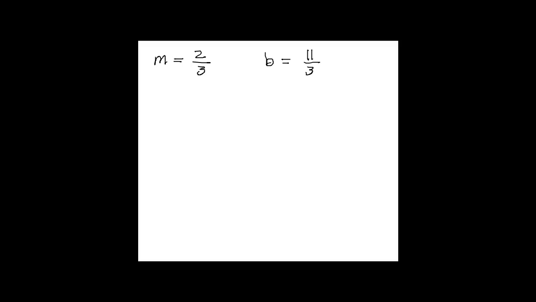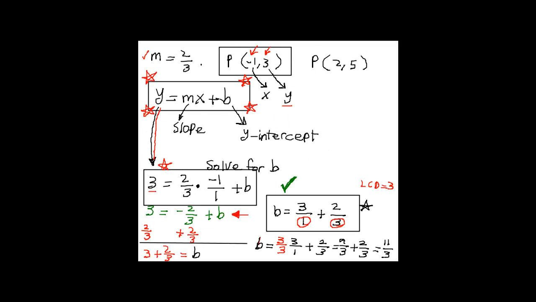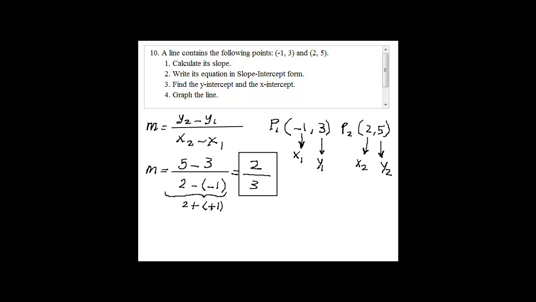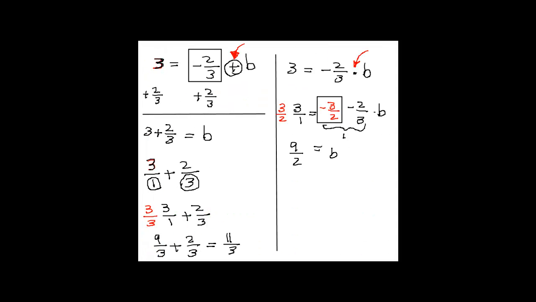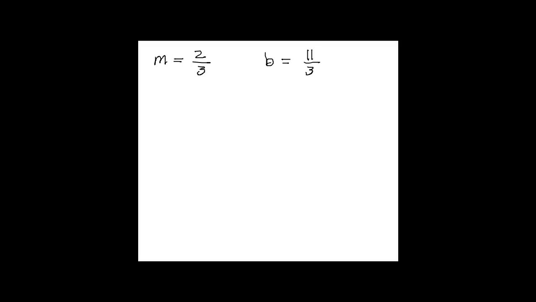Now to write the equation of the line, remember what we were trying to do earlier. Let's read the question. It says write the equation in slope-intercept form. That's what we're trying to do. So we have so far a slope and y-intercept. So we write y is equal to mx plus b. So y is equal to 2/3 x plus 11/3, and that is the equation of the line in slope-intercept form.